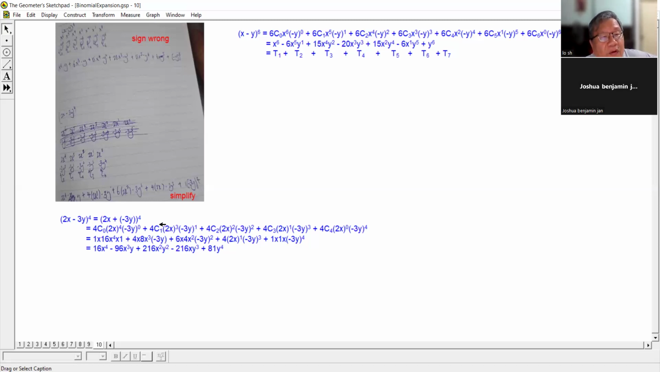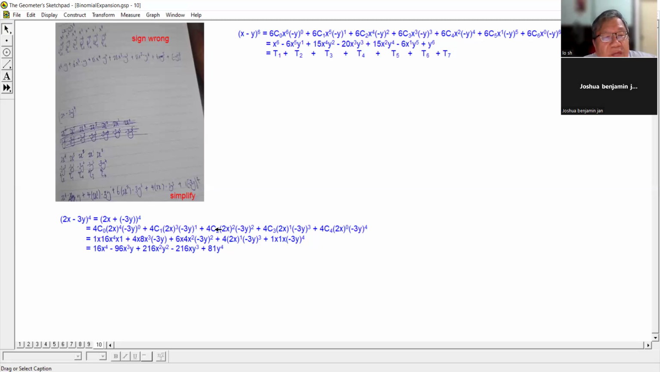Next term, 4c1. 4c1 is 4. 2x raised to the power 3. 2 to the power 3 is 8. x to the power 3 is x cubed. Right? Then this one, negative 3y raised to the power 1 is the same, negative 3y. Right? You write down this intermediate step before you go and simplify.